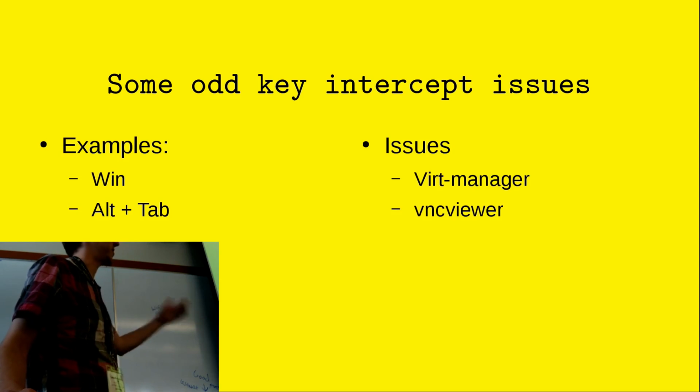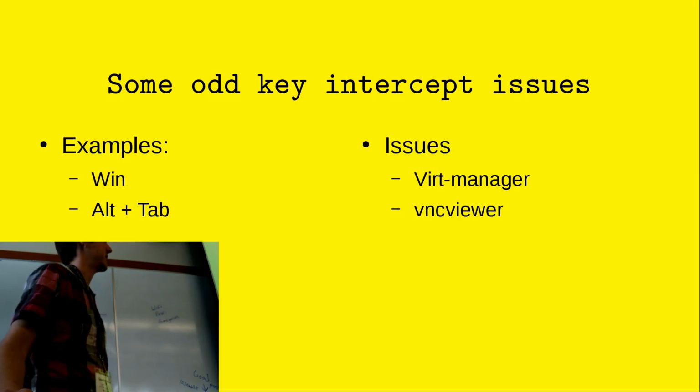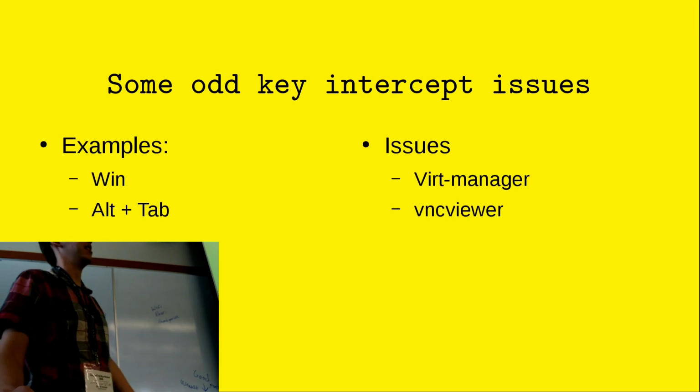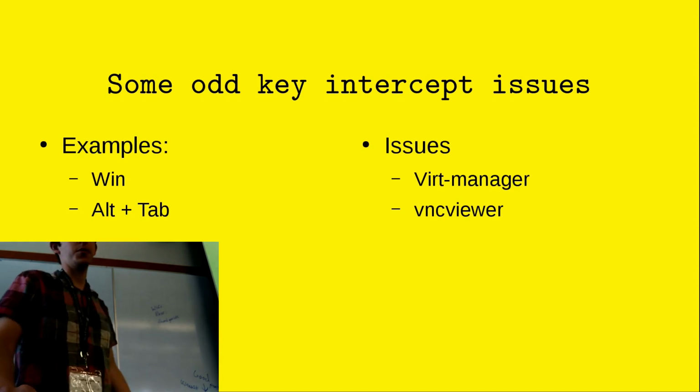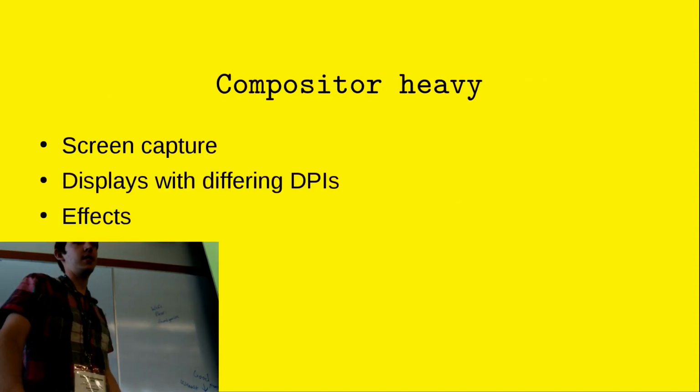So apparently, I read about this on the Fedora wiki, there are some interesting key intercept issues. If you're running Virt Manager or a VNC viewer, then sending those particular keystrokes across is not going to work, for whatever reason, fundamentally.